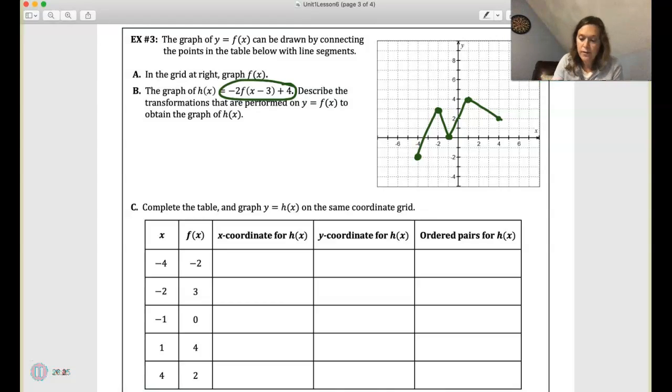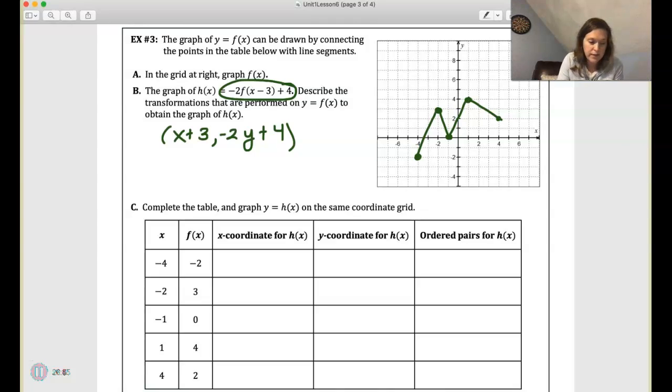Okay, so our first ordered pair is at -4, -2. So what are we going to be doing to all of our x values? Well, we have a -3, which means we're shifting to the right. So that means I'm going to be adding 3 to all of my x values. I have a +4, which means we're going to be doing a +4 to all my y values. And I have a -2 in front of the f of x - 3. So I'm going to multiply everything by -2 first, then add 4. So there's our rule.